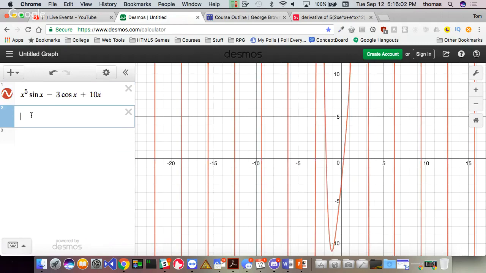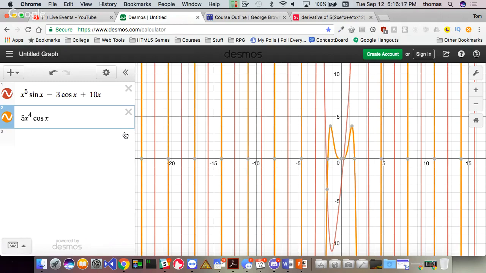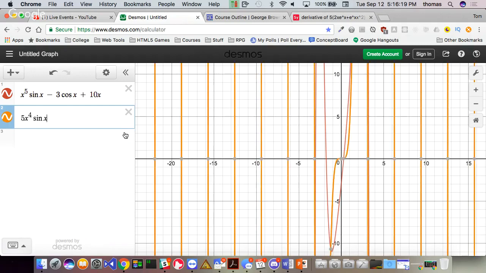So let's do the first one first, the most complex one. Derivative of the first, times the second. So it's cosine of x times the second, sine of x, plus the derivative of the second, cos x, times the first. So 5x, and I'll put this in brackets, 5x to the 4. We leave it intact.